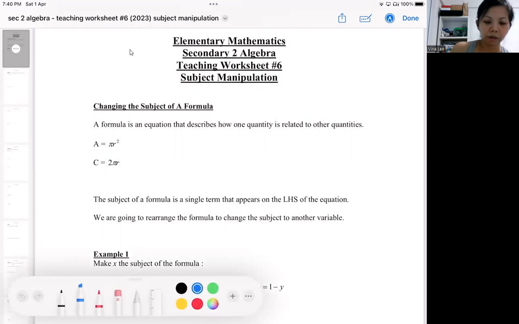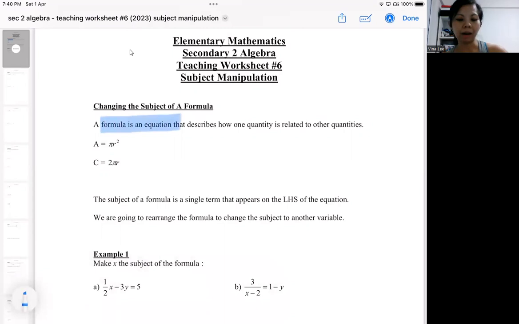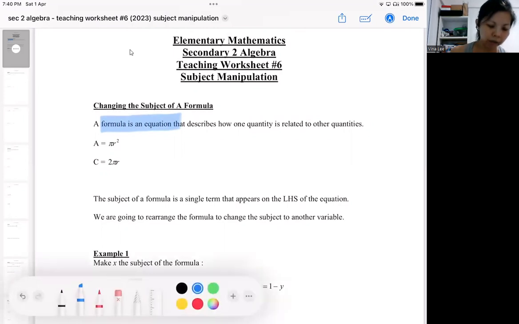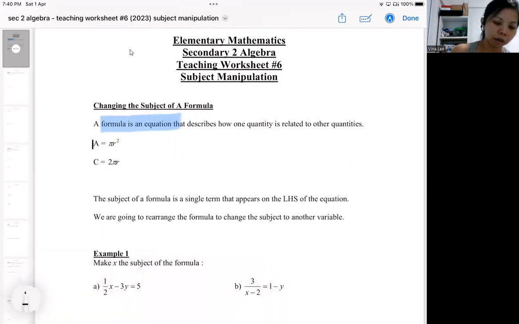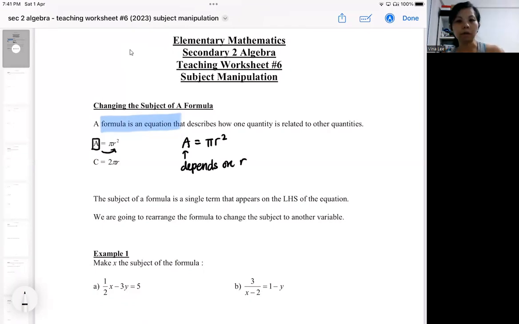Basically a formula is an equation that describes how a quantity is related to other quantities. So it's a very simple idea, and it's easier if I show you. In this formula, A is equal to pi r squared. Typically A is like area, so area is dependent on R. In this case, our area depends on the value of R. A depends on R, so the value of A will depend on R.